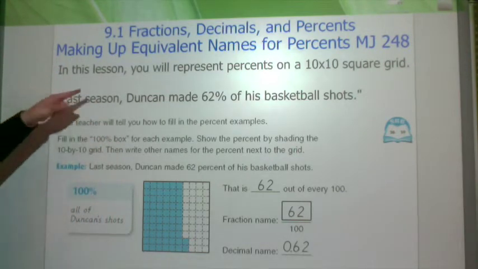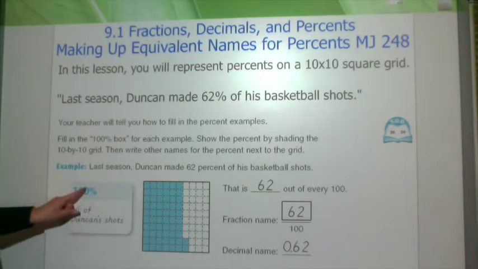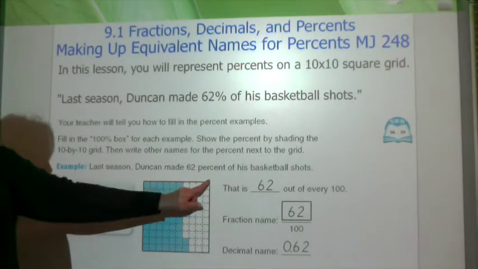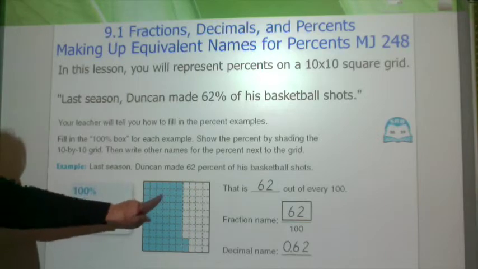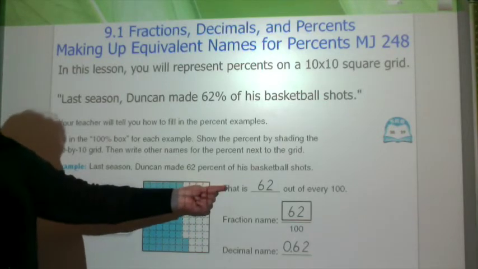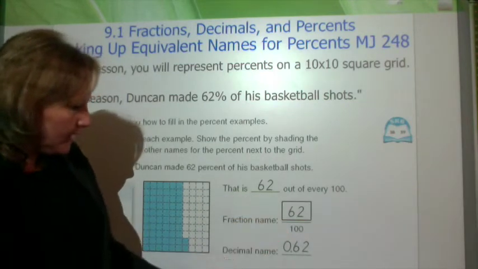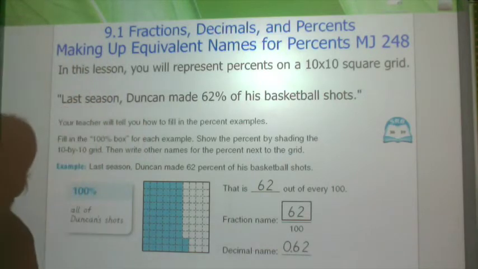Last season, Duncan made 62% of his basketball shots. We have the 100% is all of Duncan's basketball shots. We have the grid to show that he made 62 out of 100. There's 10, 20, 30, 40, 50, 60, 1, 2. 62 out of 100. Same thing for the fraction name, 62 out of 100, and 0.62 or 62 hundredths.